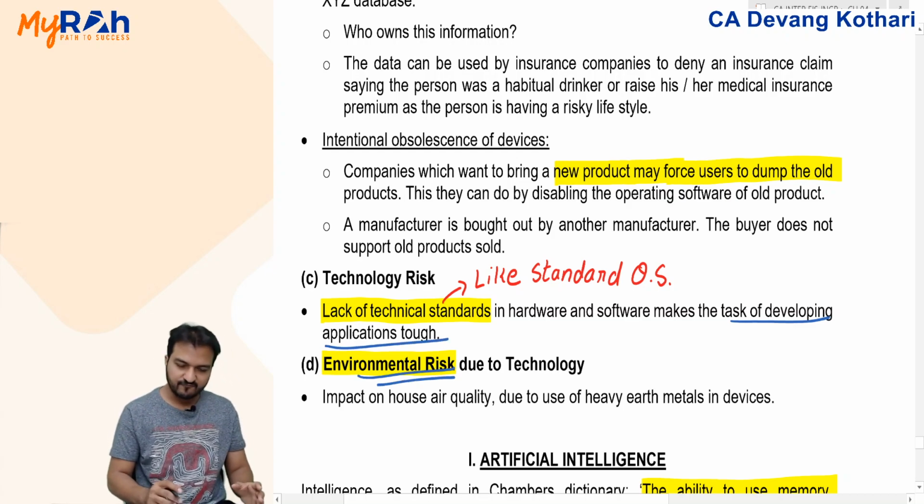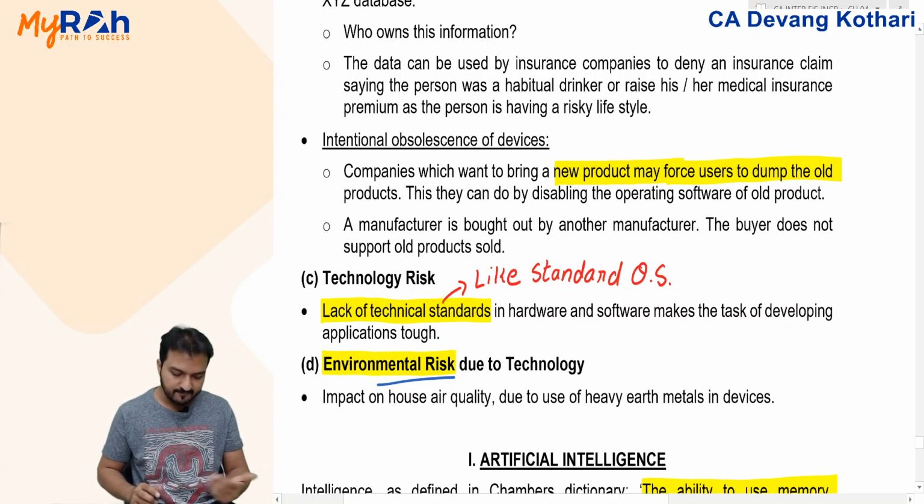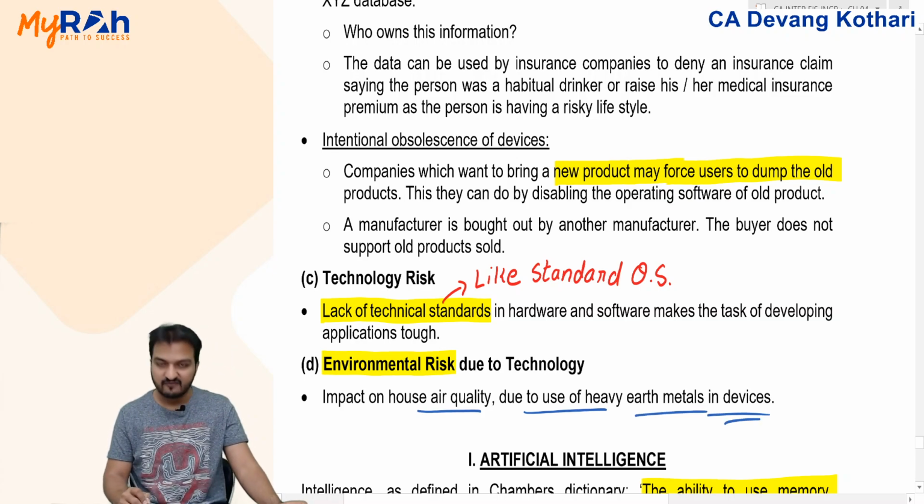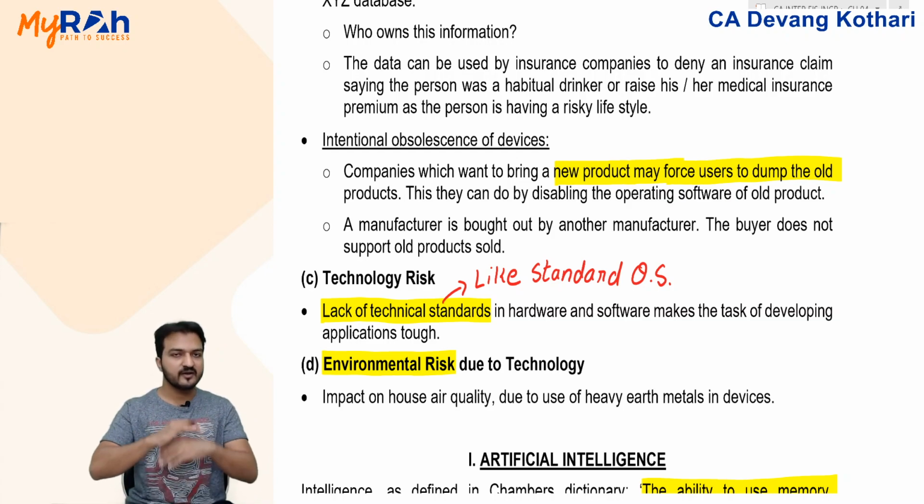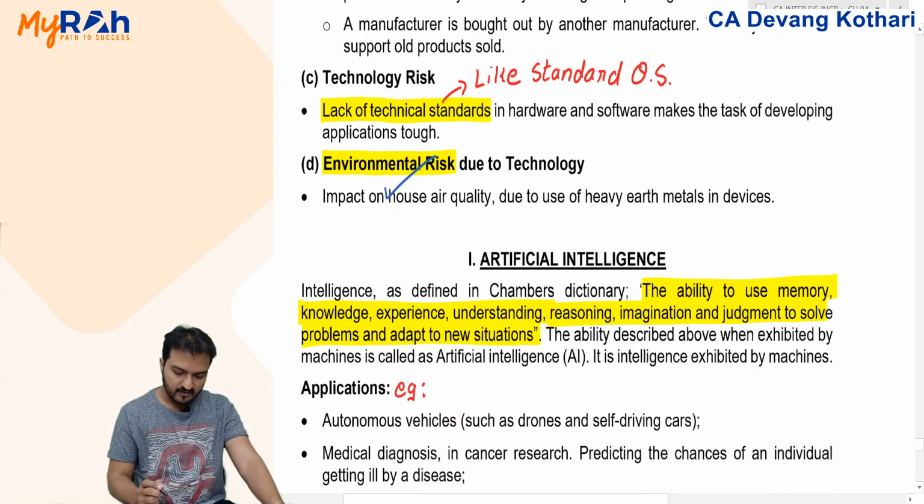Environment risks. If devices start having internet, then more environmental damage will happen. There is an impact on house air quality due to earth metals and heavy metals used in the technologies. Plus, if all devices start having an internet connection, then there are more transmissions, more radiation in the atmosphere and all, and that is the environment risk here.